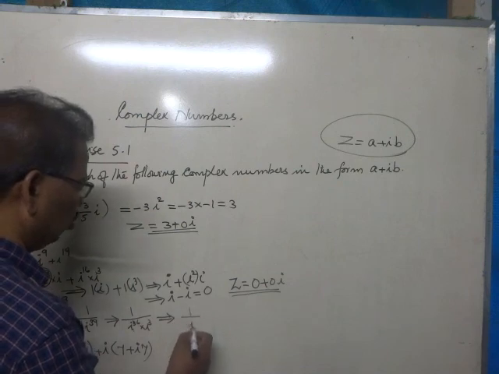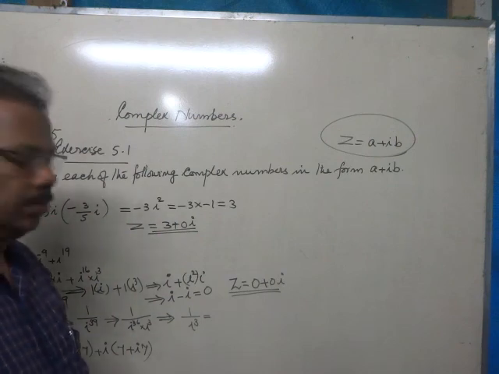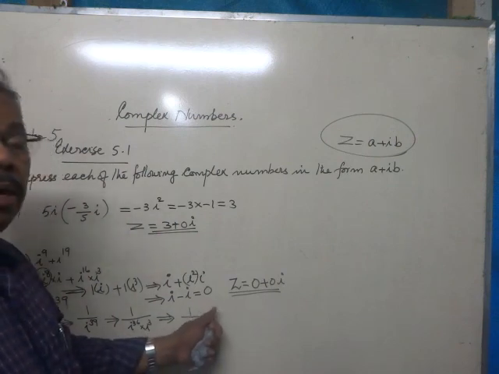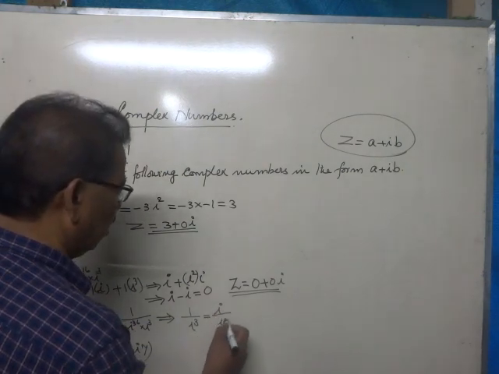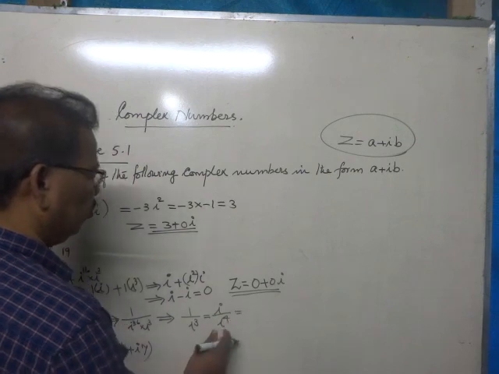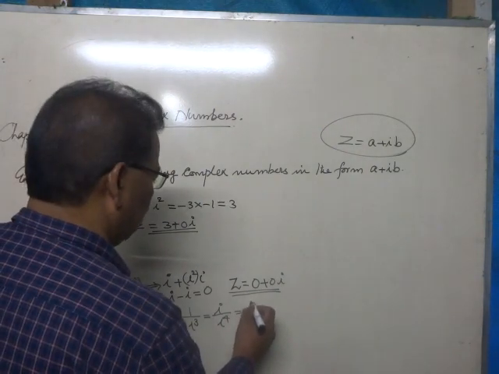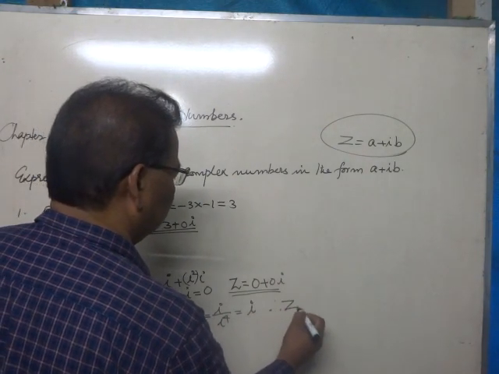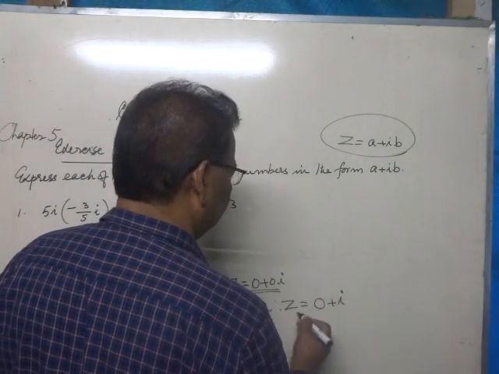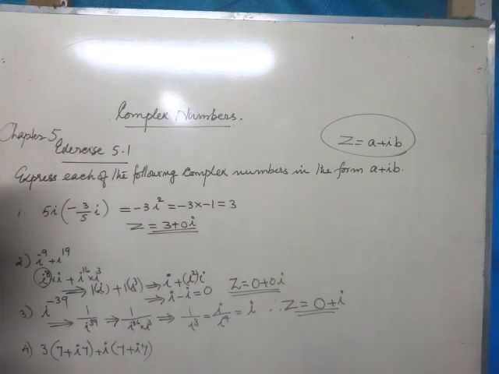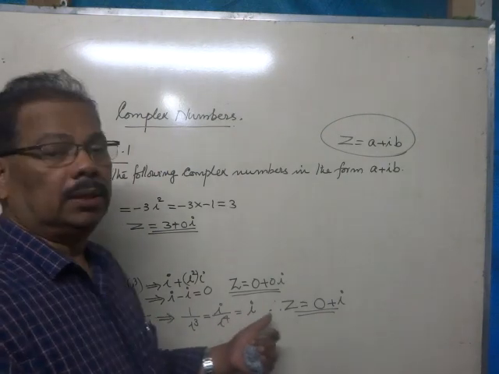Therefore, 1 by i cube, that is equal to, we can multiply the numerator and denominator by i, that is i by i raised to 4. But i raised to 4 is 1. Therefore, the answer reduces to i. Therefore, Z is equal to 0 plus i. That is the complex number in the general form.